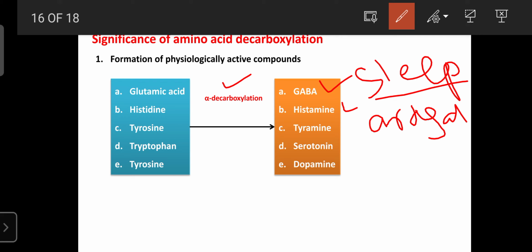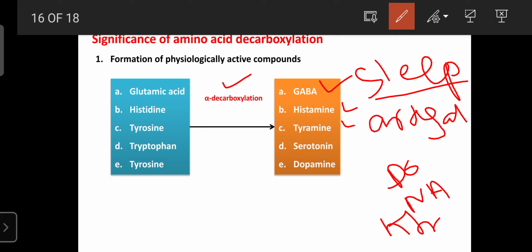Next, tyrosine is an amino acid that undergoes the decarboxylation reaction, which is involved in the formation of tyramine, and tyramine is essential for the formation of dopamine, noradrenaline, and adrenaline. You already know about adrenaline, noradrenaline, and dopamine. They are the sympathomimetic neurotransmitters involved in the regulation of various sympathomimetic functions, including increasing heart rate, blood pressure, and many other functions. So tyramine is also a physiologically active compound that regulates various biological functions.